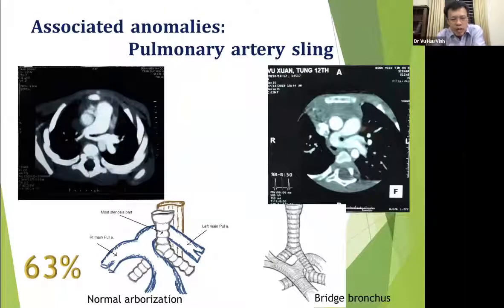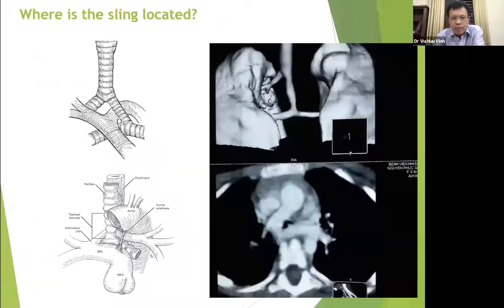Other associations may be ASD or VSD, atrial septal defect or ventricular septal defect, and in the abdomen maybe imperforate anus, where there is no anus. We encounter several other kinds of anomalies associated with the tracheal anomaly, but the most common is the pulmonary artery sling. Where is the sling located? You can see the slings in the upper image and the lower image. The sling is always just above the carina in the lower part, whatever the shape of the trachea. But in children with a double carina, the sling is above the second carina, between the upper carina and lower carina, and slings to the bridge bronchus, as I said before.